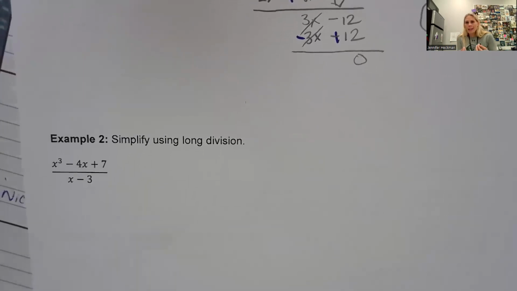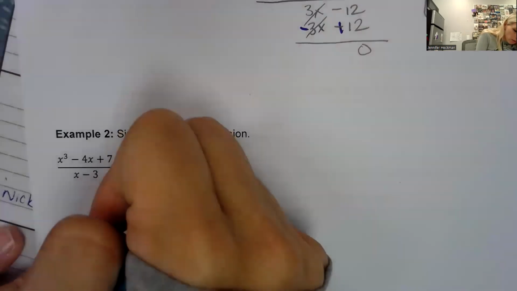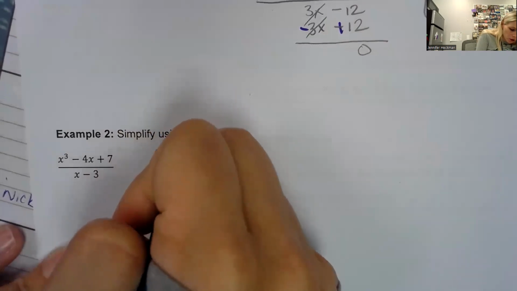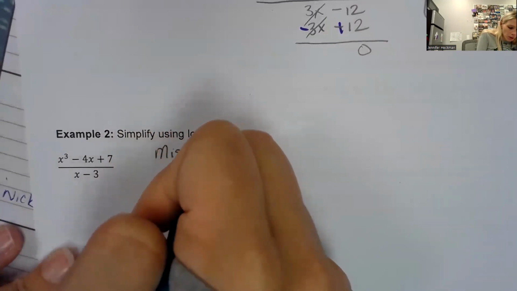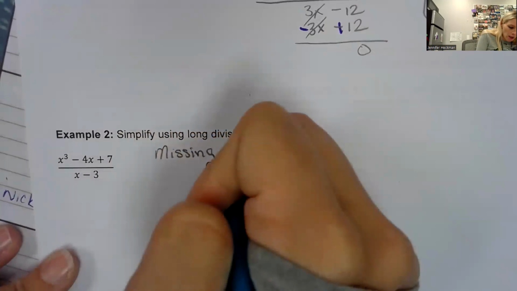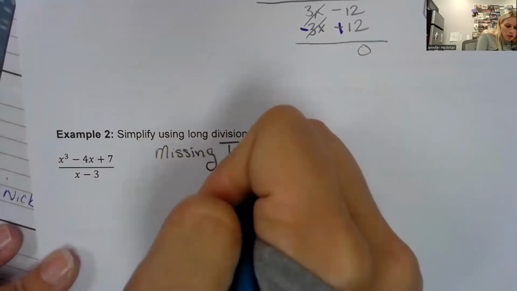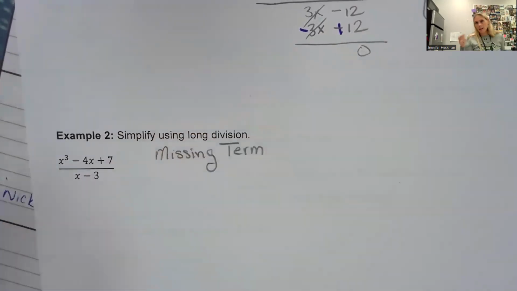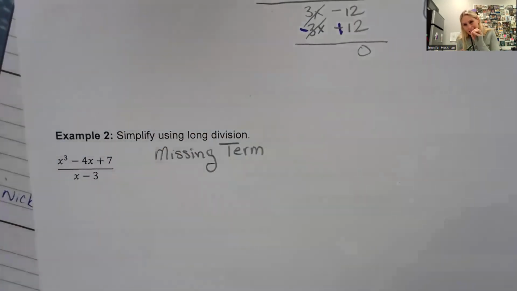How is it different than the first one I just did? What do you notice? Well, hopefully you're saying, wow, it's an x cubed. That's a good start, right? Because our other one was an x squared. There's also something else going on here. It's missing a term. So I want to identify that this one's missing a term, because when it's missing a term, you need to make sure that you put that term back in. Okay. Well, if it's missing it, what does that actually mean? It means that it's 0.